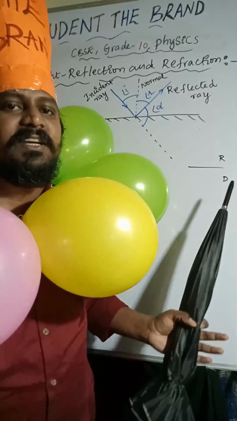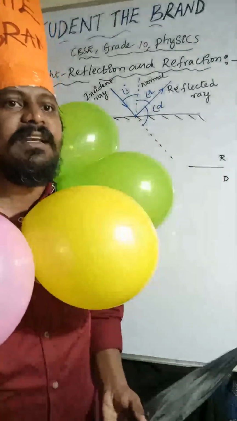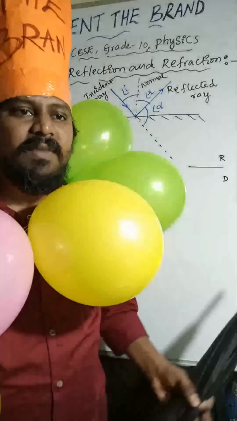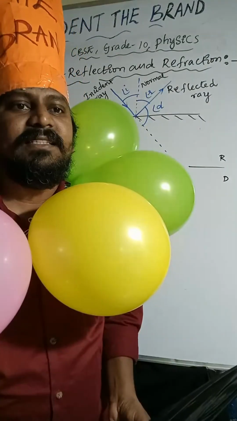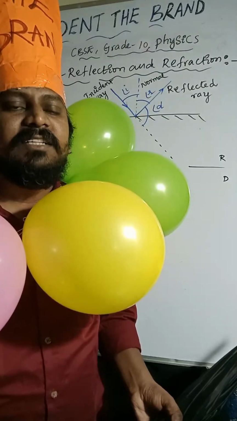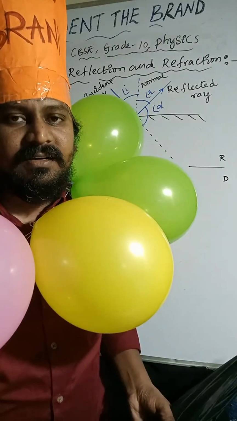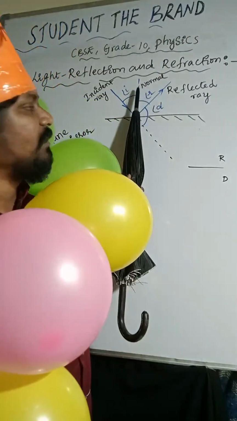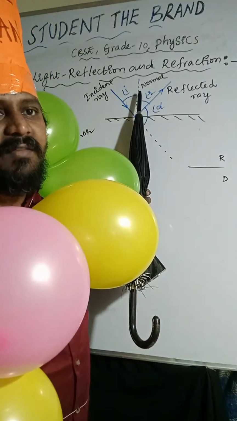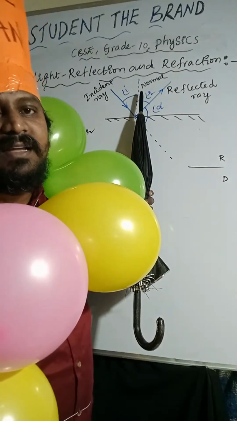What is the incident ray definition? The light ray which is incident on the surface is called the incident ray. The light ray which is reflecting back is called the reflected ray. The normal is the line perpendicular to the plane surface. It is an imaginary line, so we draw it with a dotted line because it does not actually exist.